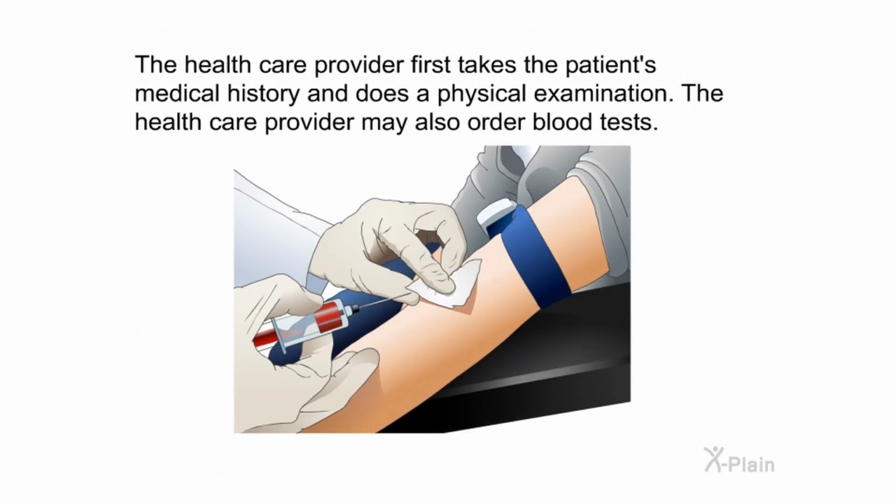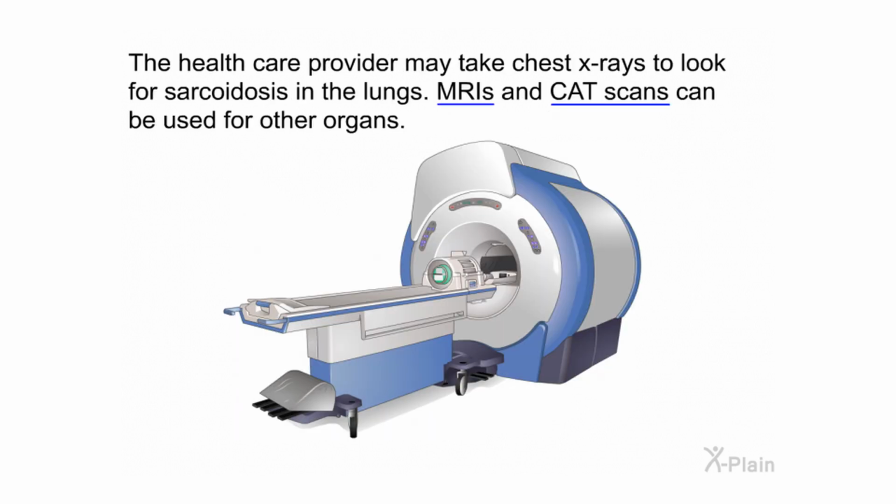The healthcare provider first takes the patient's medical history and does a physical examination. The healthcare provider may also order blood tests. The healthcare provider may take chest x-rays to look for sarcoidosis in the lungs. MRIs and CAT scans can be used for other organs.